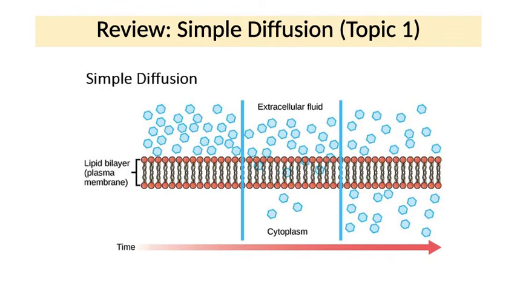And then this is a review about simple diffusion. Why do we want to review simple diffusion? Because the process of gas exchange between the alveolus and the blood capillaries is based on the principle of simple diffusion. So we can see from this picture, simple diffusion means the movement of molecules from higher concentration to lower concentration, or down the concentration gradient, through the membrane without any protein channel.